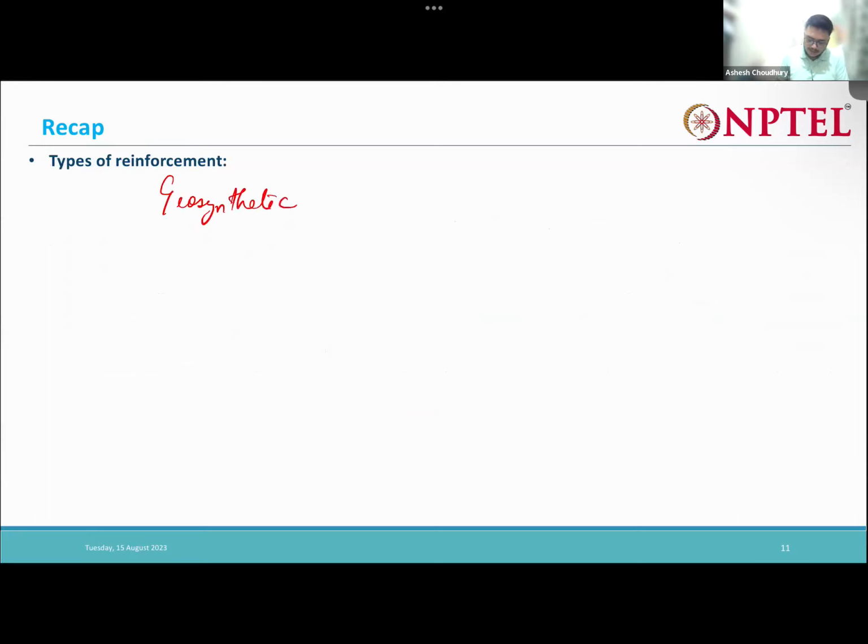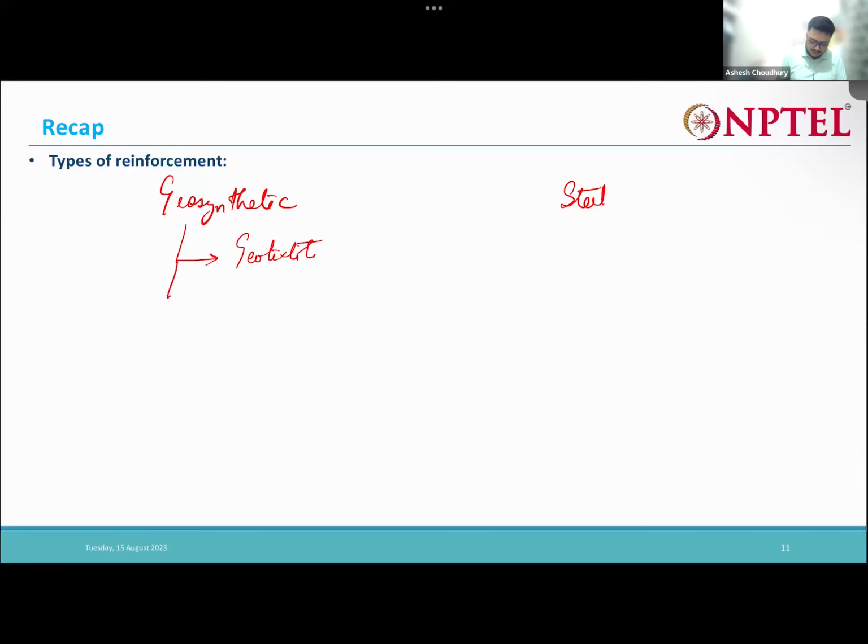Can you name some? What is the main, major type of geosynthetic reinforcement that we use? Polyethylene? No, not the material. I'm just asking the types, the main broad area of geosynthetic. Geotextile. Yeah. So the main one is geotextile.